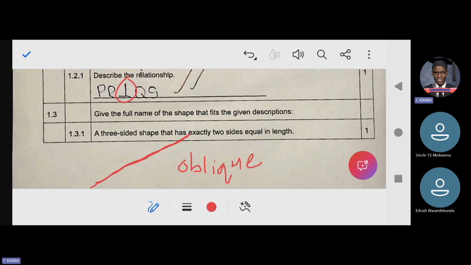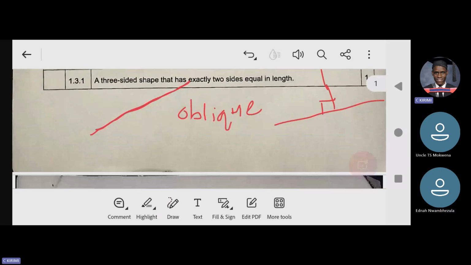And then the other ones, parallel lines, vertical. A vertical line is just upwards. A horizontal line is just that. But if two lines are meeting at a right angle, then they become perpendicular. So you must know that symbol. If you see that symbol, you know it's perpendicular. If the line is sloping, it's oblique. It's neither perpendicular nor parallel, which means it's a sloping line.